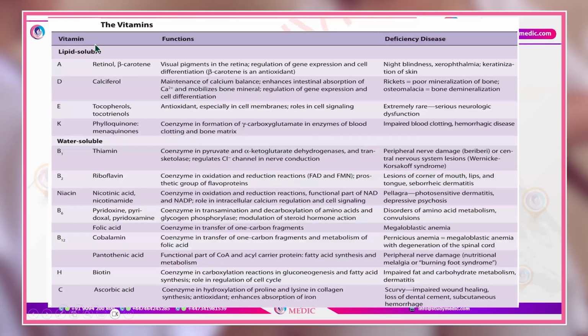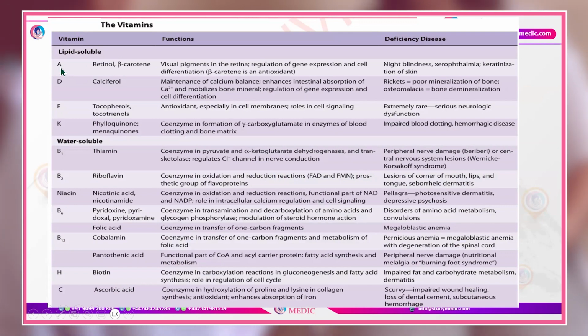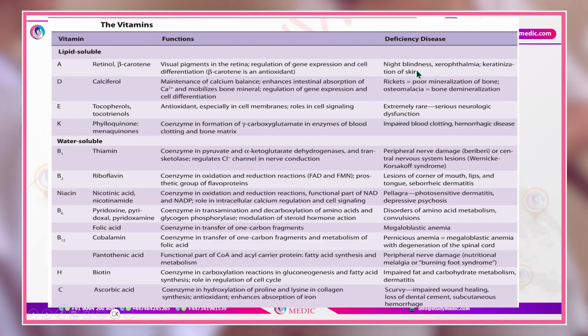Now, this is a quick overview of the various vitamins and their functions. Vitamin A, D, E, K, they are lipid-soluble vitamins. A is retinol; beta-carotene is a provitamin of vitamin A. Deficiency will cause xerophthalmia, night blindness, keratinization of the skin. Vitamin D, cholecalciferol, its deficiency will lead to rickets or osteomalacia.